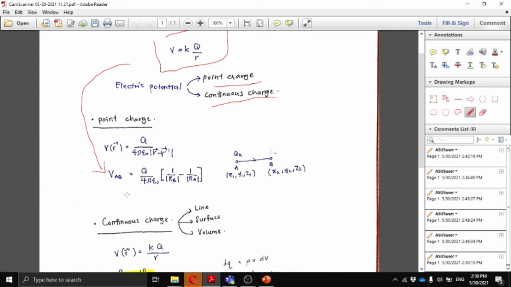For R, since we need to find the potential difference from A to B, we need to change it to 1 over magnitude RB, from coordinate B, minus 1 over magnitude RA, from coordinate A.